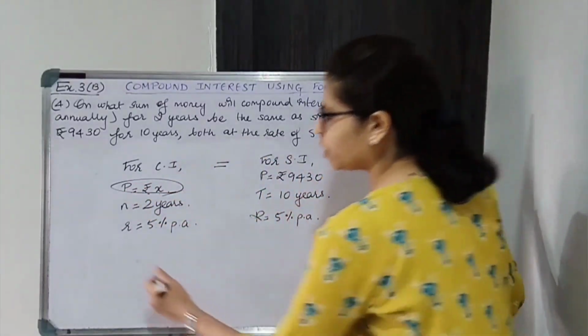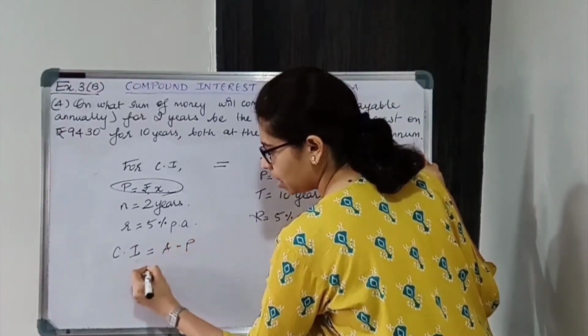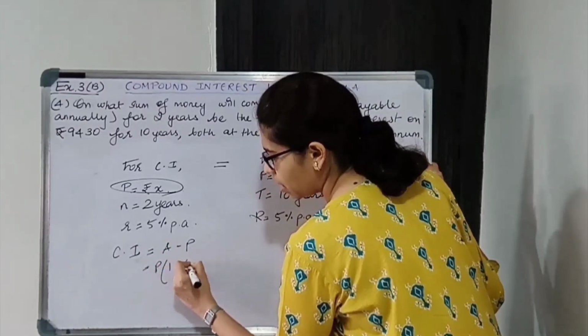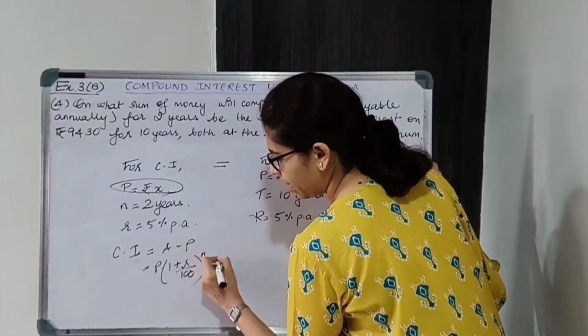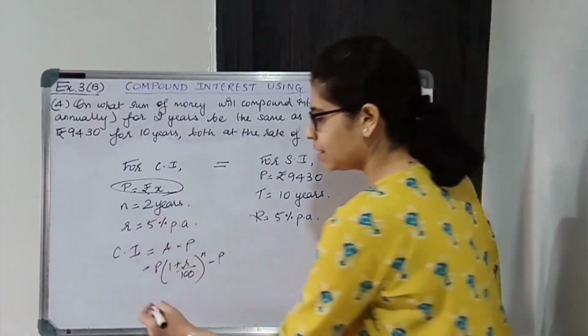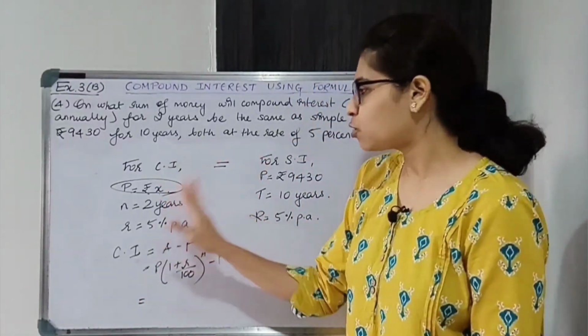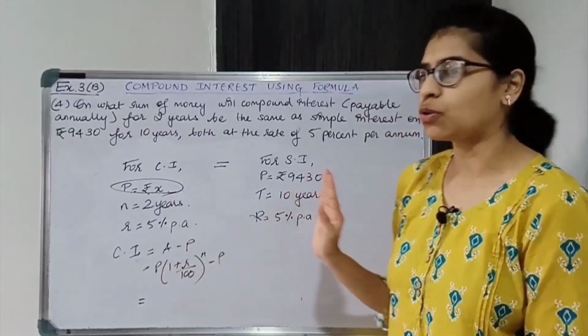Here CI is nothing but A minus P. A is nothing but P into 1 plus R upon 100 raised to N, minus P. So substituting the values, you will easily get the answer. You will get it in terms of X. Only P is unknown, the rest we all know. So we'll just substitute and solve.